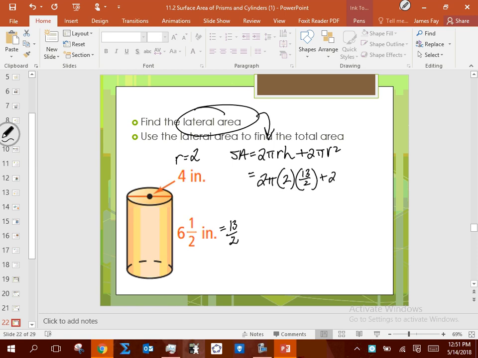Because what's going to happen with these 2's right here? They're going to cancel each other out. And then r squared would be 4, right? So those 2's are going to cancel. It's going to leave me 2 pi times 13, which is 26 pi, right? And then plus 2 pi times 4, which is 8 pi. So that gives me 34 pi inches squared.